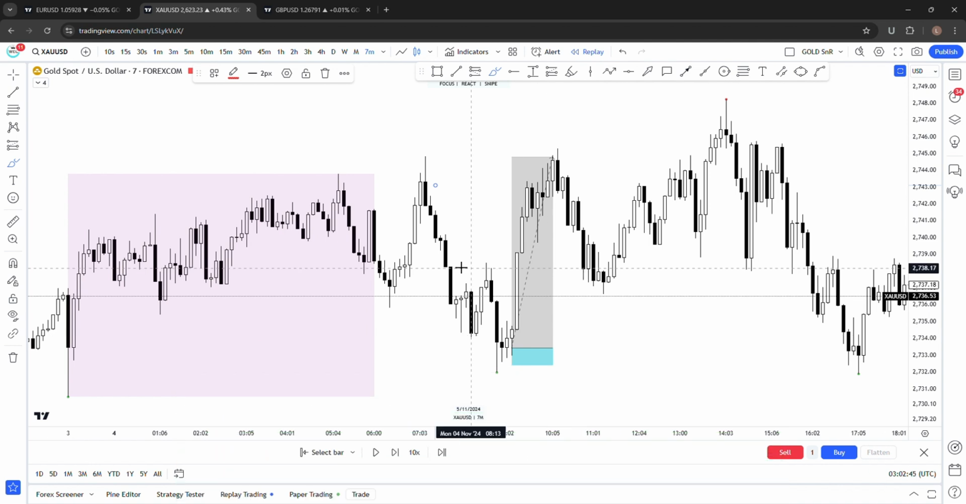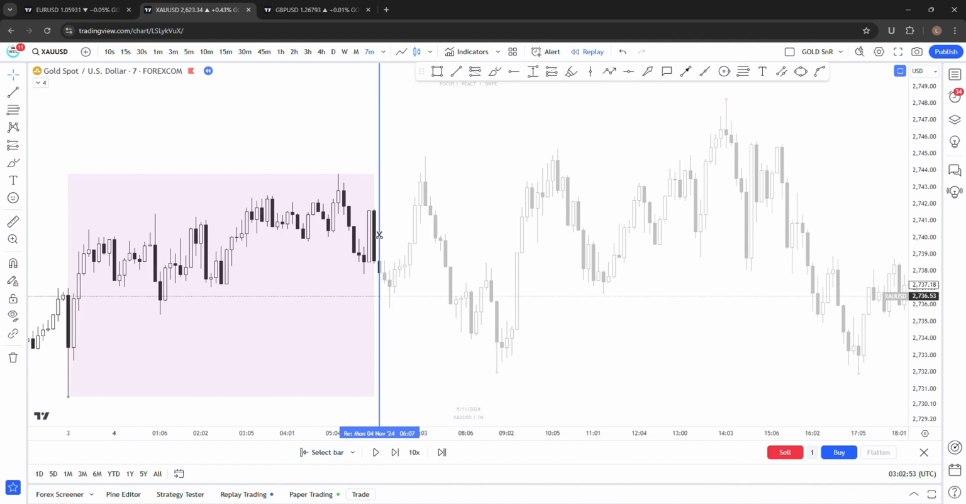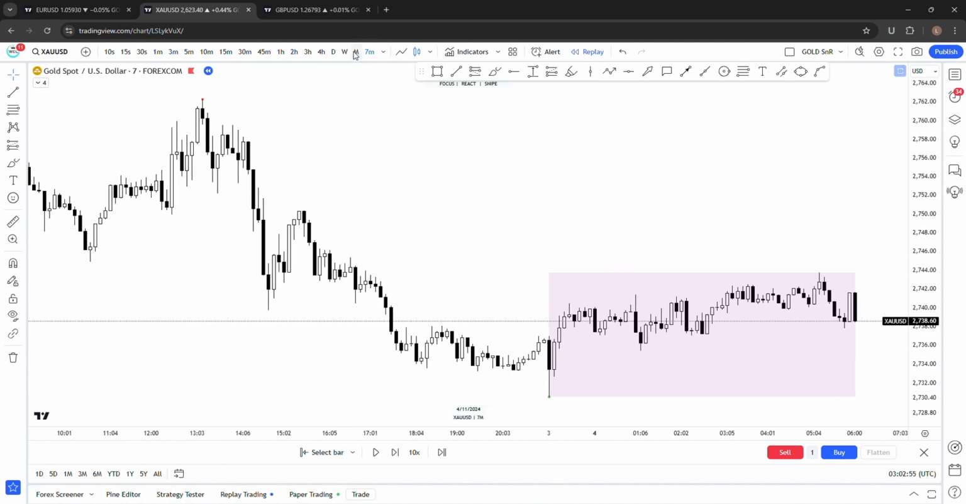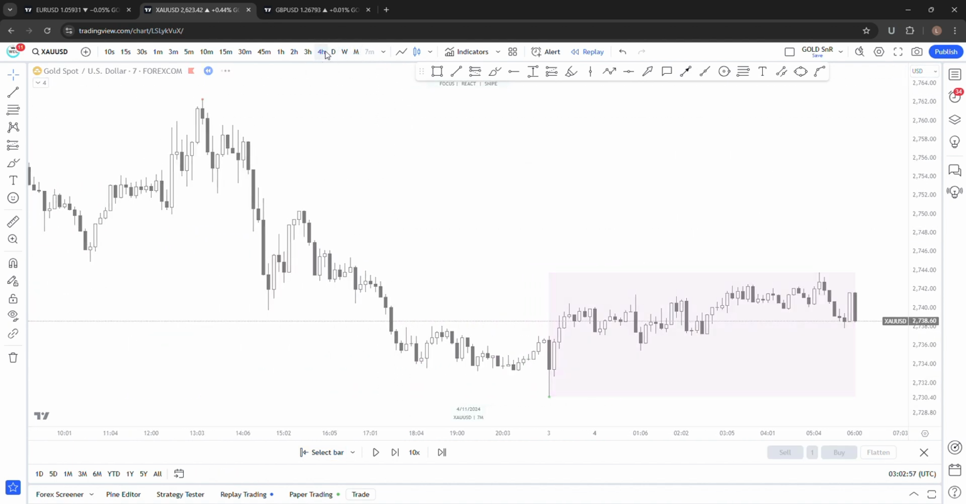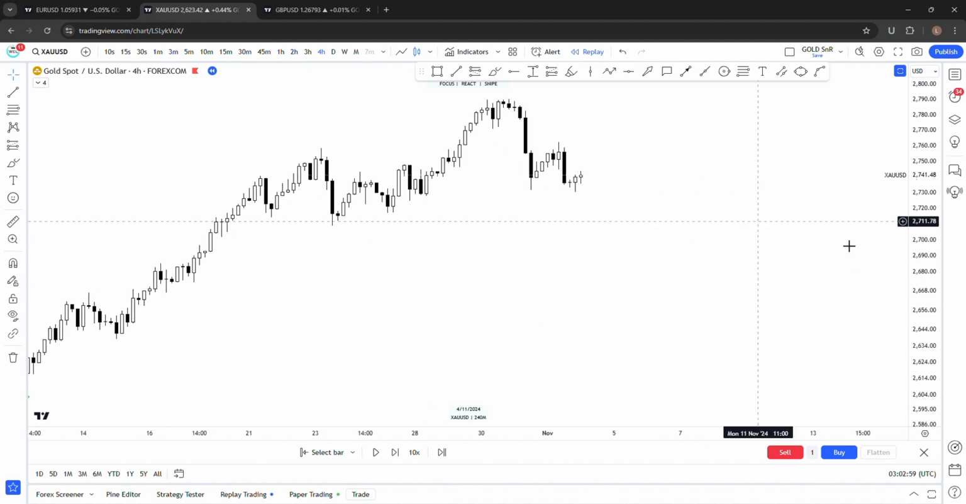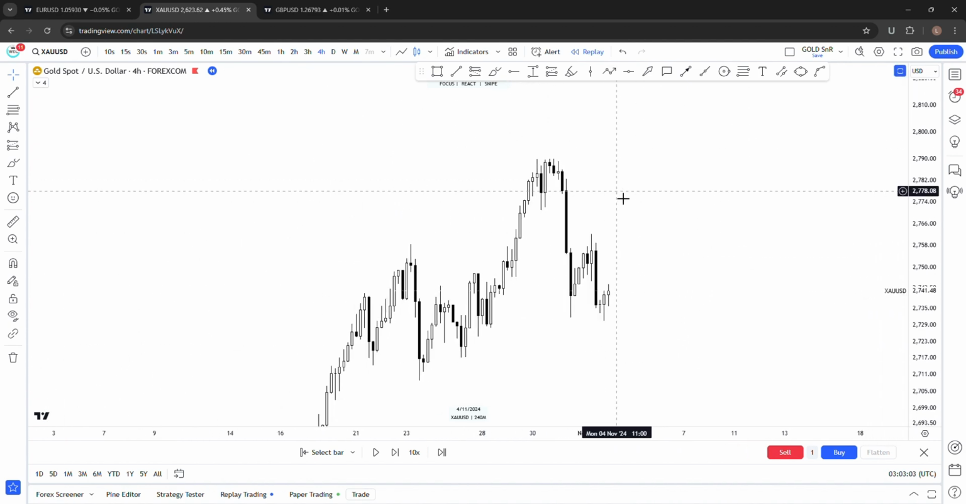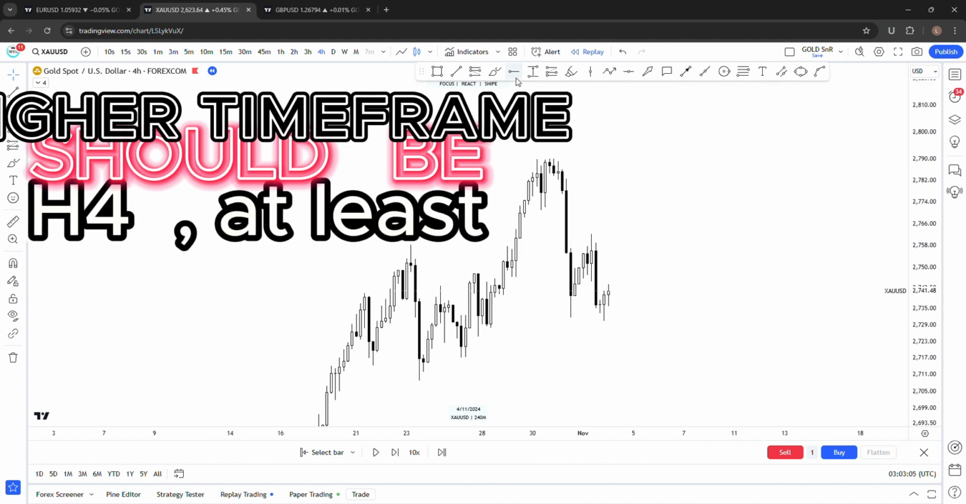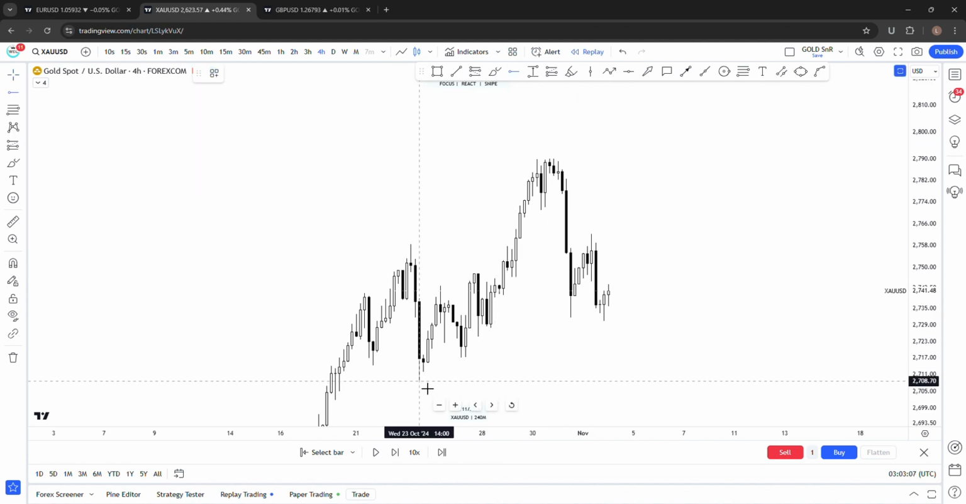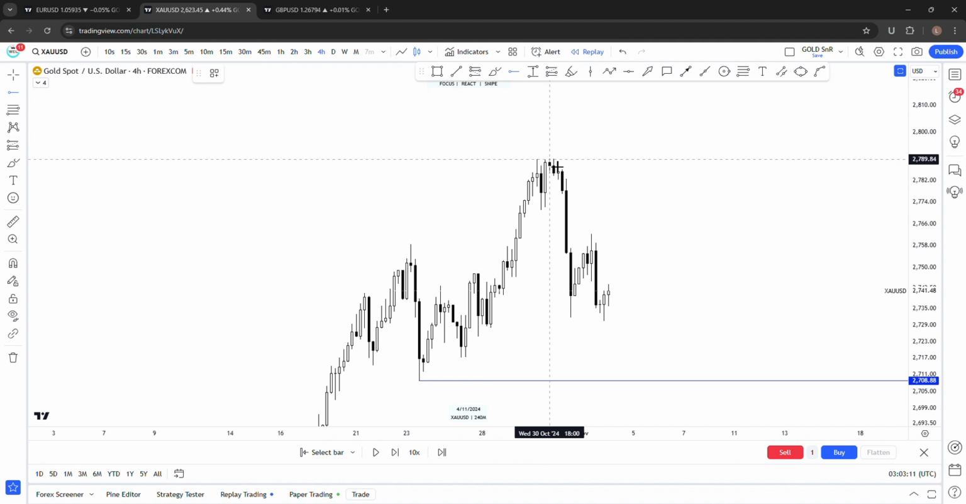So without wasting much time, we are going to clear everything off the screen and let's re-engineer price back to the start of 4th November. Then quickly we step onto the higher time frame. Normally I do say that if you're an intraday trader, your highest of highest time frame at least should be H4. So right on H4 we can see this beautiful low which created this beautiful high over here.